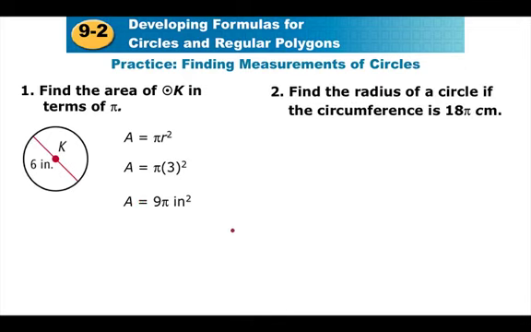Number 2 says find the radius of a circle if the circumference is 18 pi centimeters. So we're looking for the radius. We're going to use the formula for circumference, which is equal to 2 pi r. I substitute the given information. C is 18 pi equals 2 pi r, and you're looking for r. So I'm going to divide both sides by 2 pi. And when I do that, I get r is equal to 9 centimeters.